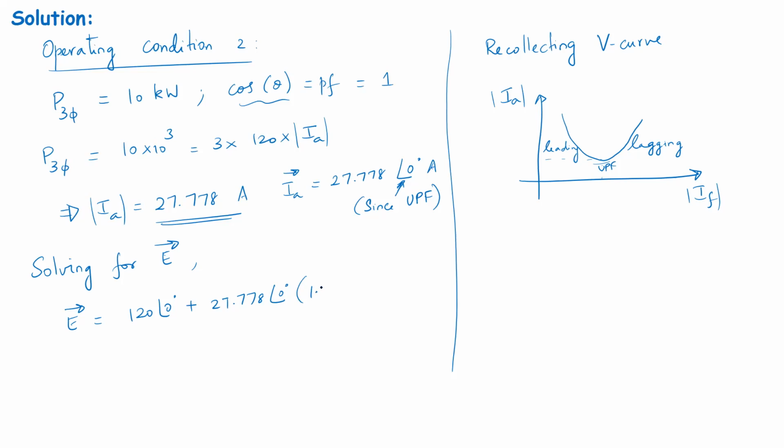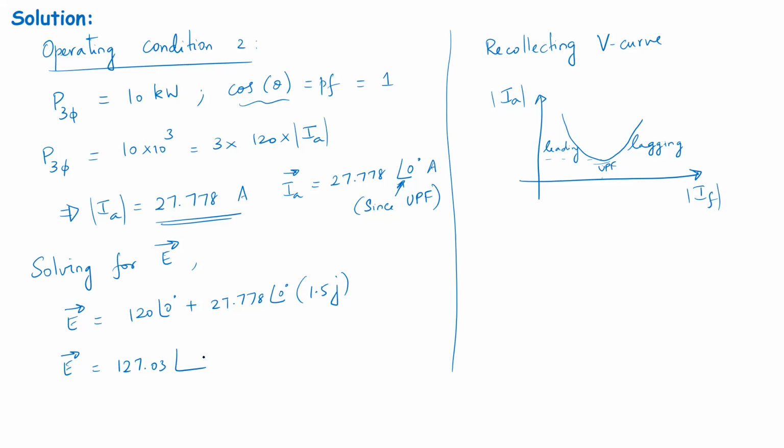And what is the synchronous reactance? 1.5 times J. So if I solve for E vector under this new operating condition, once again using complex math, I get the value of E to be 127.03 at an angle of 19.15 degrees, and the unit is volts.